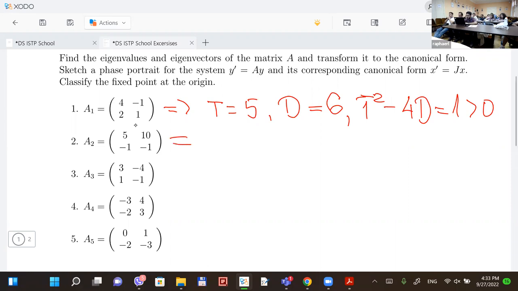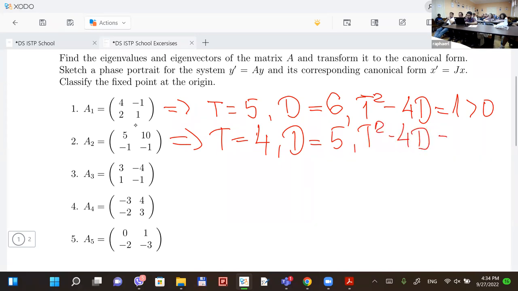For the second, the trace is 4 and the determinant is 5. So 16 minus 4 times 5, now it's negative. Now we have what? Again, unstable, because the trace is positive, so we are on the right.